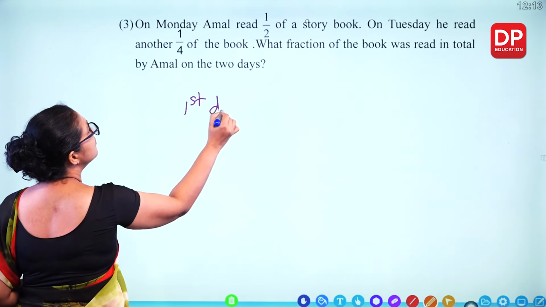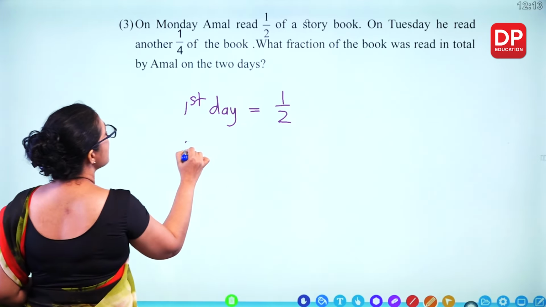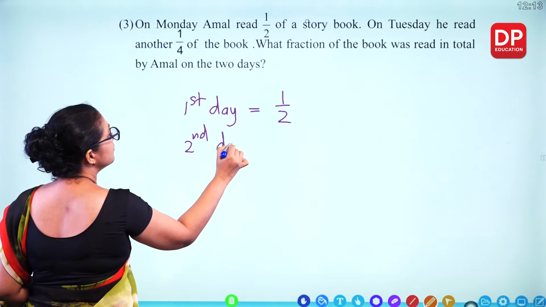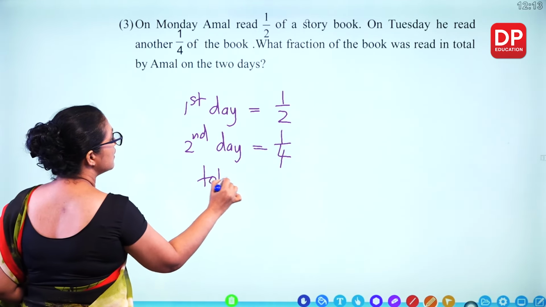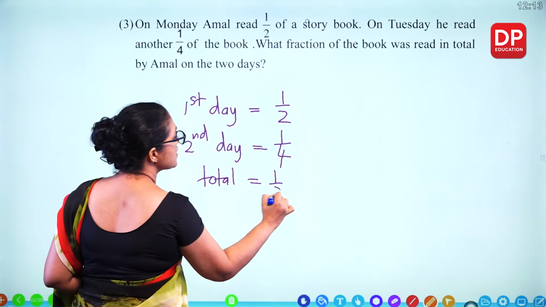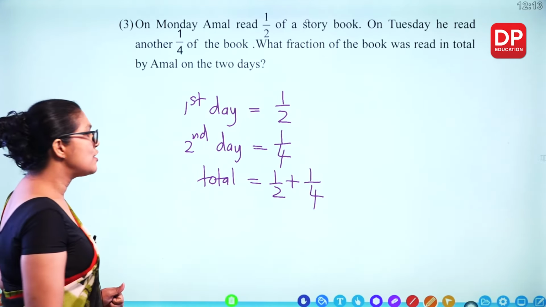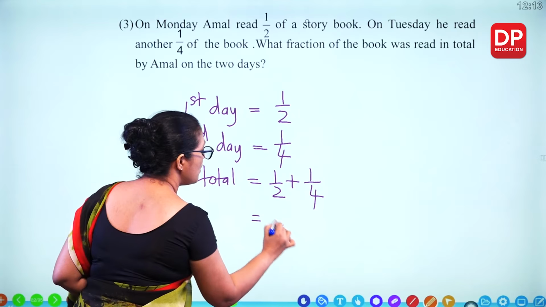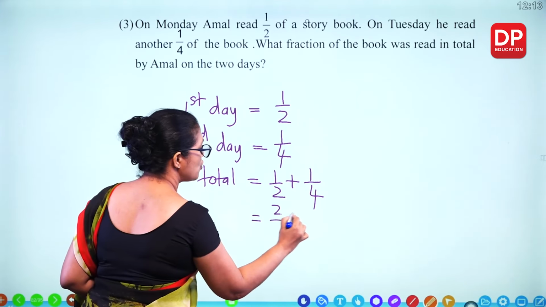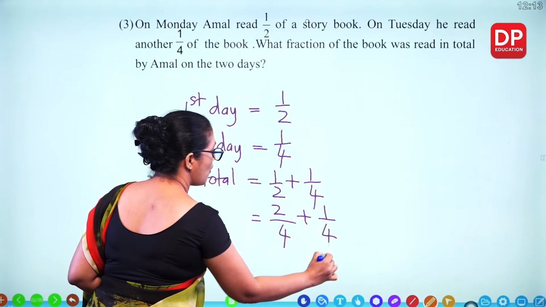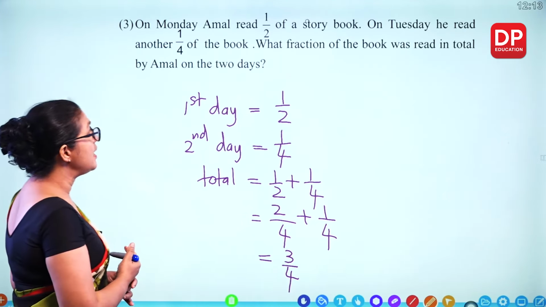First day is half. Second day, that's 1/4. So total is half plus 1/4. We have to convert to the same denominator. So we'll make it 4 there. 2 times 2, 4. 2 times 1, 2. And add 1/4. You get 3/4 of the book he already read.